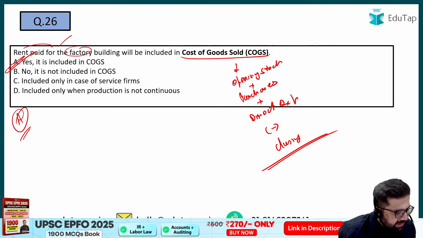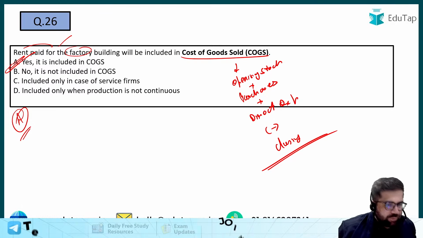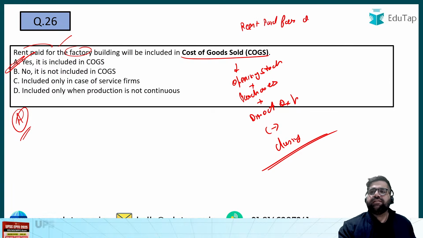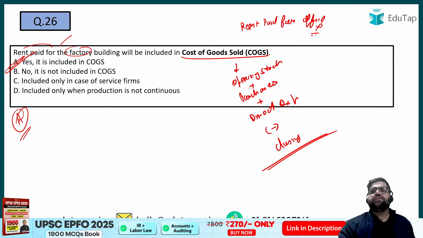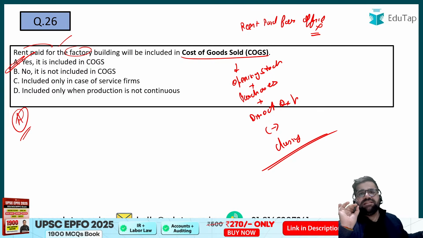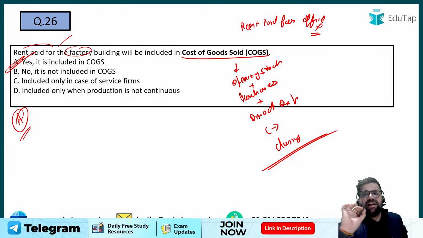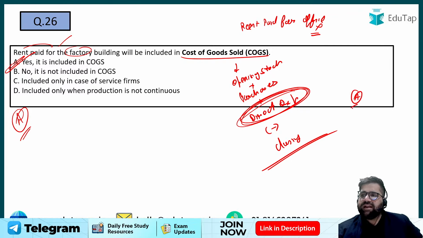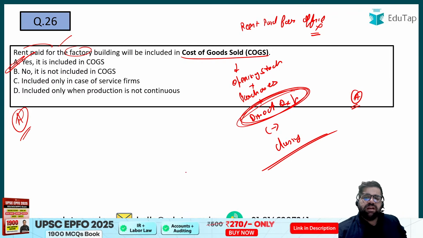Why are you saying B? No, it will be included. If I'm saying rent paid for office, this will not be included because office is not where you do the production. You do the production in your factory. So every expense which is made on your factory will be included in the direct expenses. Therefore, the correct answer over here will be option number A.